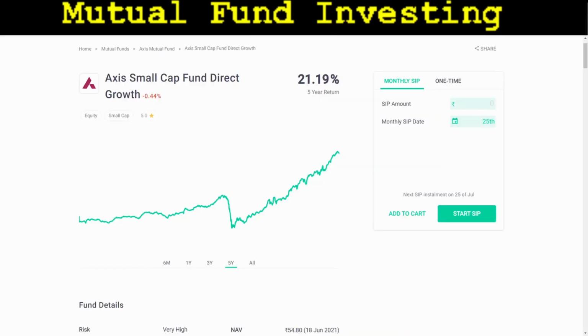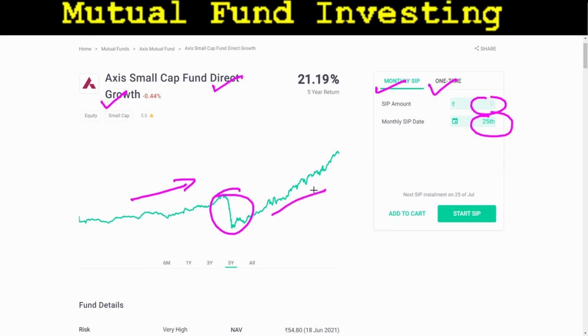Now we will see a particular fund and the key parameters on its page. Here we have an example of Axis Small Cap Fund. It is a direct fund and it's a growth fund, and the combination of both gives higher return to investors in the long term. So here you can also invest monthly or one time based on your choice. You can decide the SIP amount and you can also decide the SIP date. Here you can see the chart of the mutual fund. The market moved down due to Corona, so the mutual fund is showing a slight dip and then it recovered.